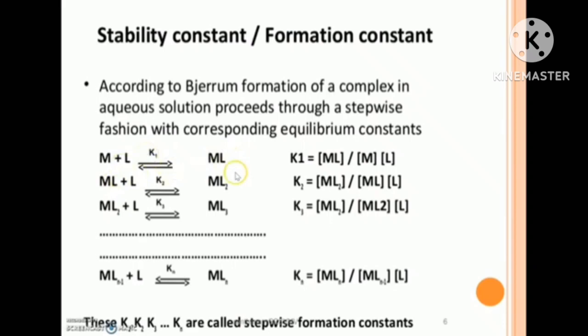And in the second step, the complex ML is again combined with the next ligand to form ML2. Here the stability constant is K2.